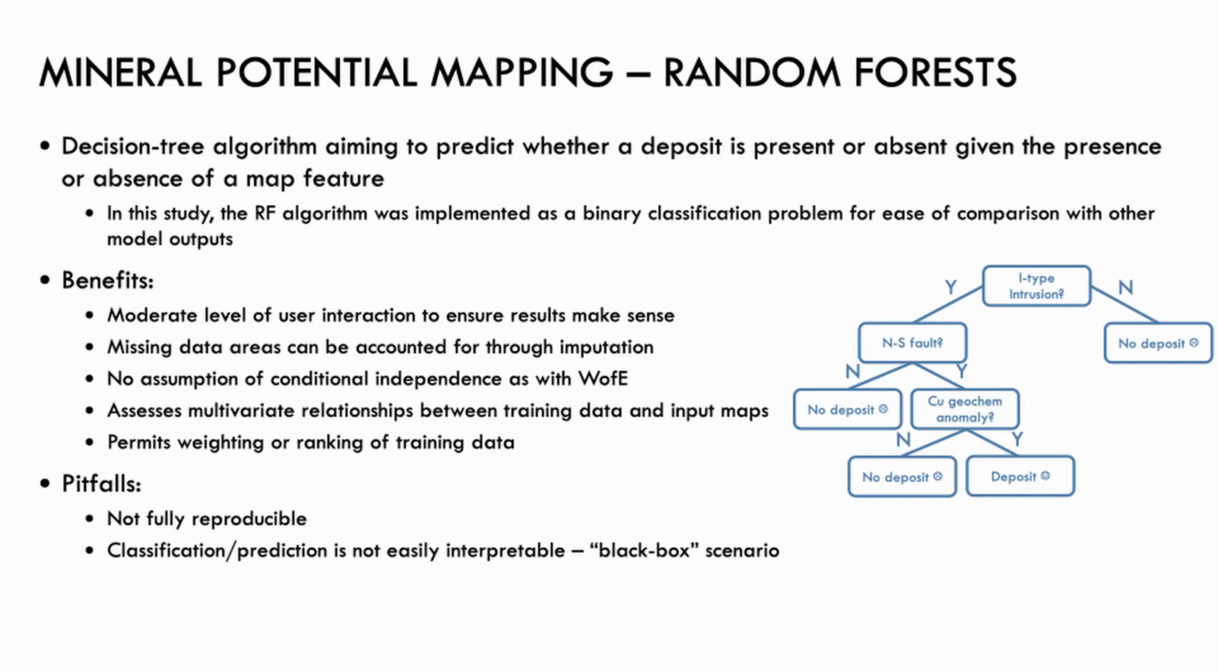Missing data areas can be handled through imputation, which is basically putting in a mean value into areas where you don't have data. There's no assumption of conditional independence, and it is a multivariate approach. It also allows you to weight or rank your training data so that you can rank your larger deposits higher than smaller deposits. The pitfalls to this: the random nature of the algorithm means it's not fully reproducible, but if you train your model well, your outputs, if you run it 10 times, should look pretty similar. And the classification stage is not easily interpretable. So while it's not strictly a black box scenario, it's quite hard to interpret how you got your output from your input.